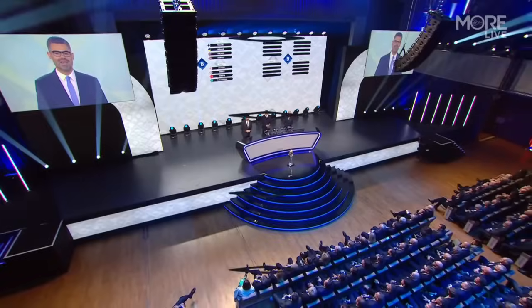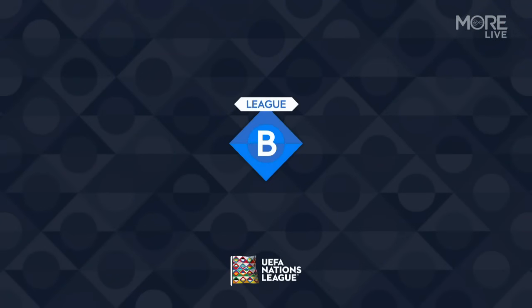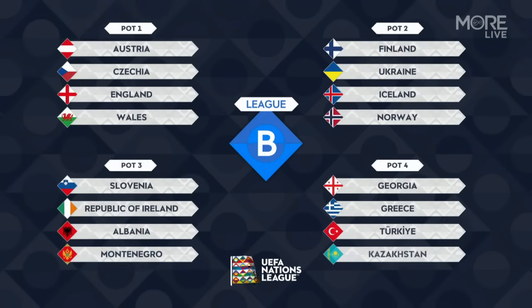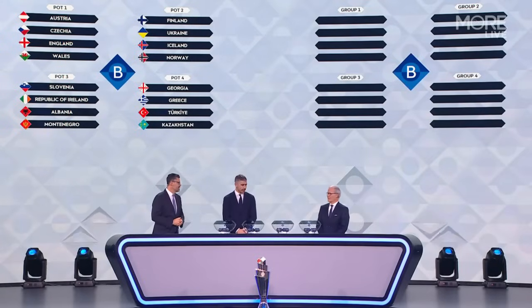All right, let's have a look at the next draw, and we're going to check out the pots. In pot 1, we have Austria, Czechia, England, and Wales. In pot 2 are Finland, Ukraine, Iceland, and Norway. Pot 3 contains Slovenia, Republic of Ireland, Albania, and Montenegro, while Georgia, Greece, Turkey, and Kazakhstan make up pot 4. Giorgio, handing over to you.